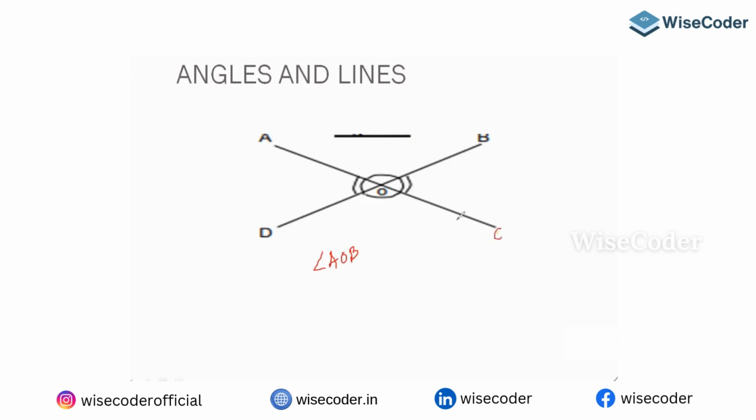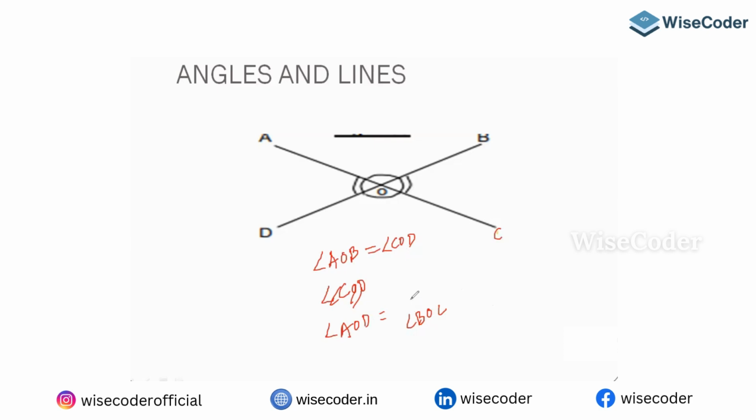Okay, let's take this as C. So now triangle COD. So this particular, vertical angles are equal. And in the same way, this is equal to angle COD. Now, angle AOD is equal to what? Angle BOC. So when two lines intersect, vertically opposite angles are equal.